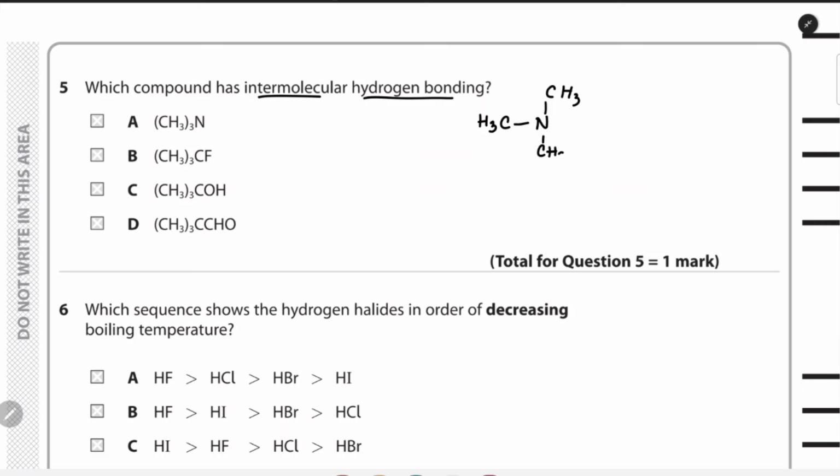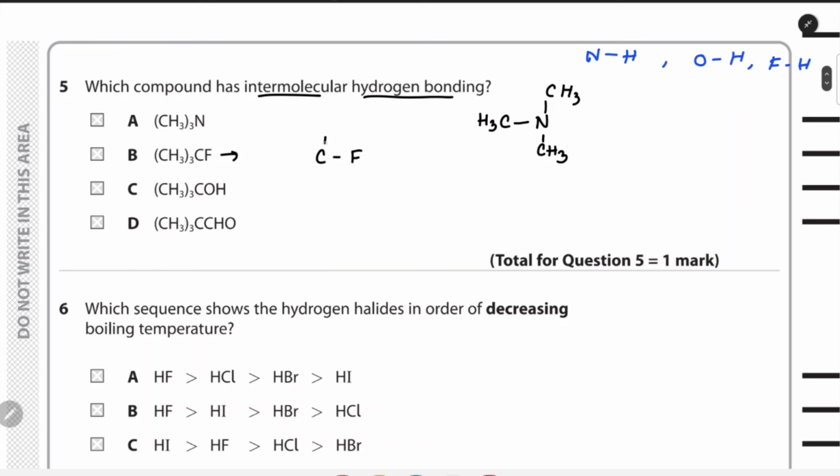For this to form hydrogen bonding, there needs to be an NH, an OH, or an FH. So a hydrogen with a nitrogen, oxygen, or fluorine. If I look at the second option and draw its structure, it basically is a carbon with a fluorine and 3 CH3 groups. In this case as well, we don't have an FH, OH, or NH bond.